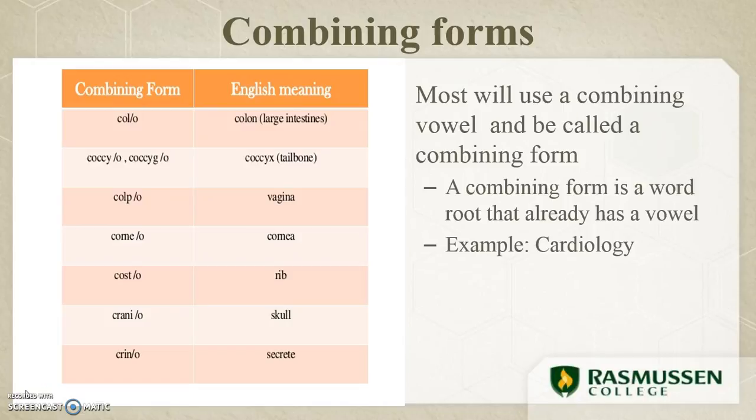Now, while most words will use a combining vowel, some will be called a combining form. You might be thinking, what's the difference? I know when I was in school, I sure did. A combining form is a word root that already has a vowel attached to it, so it can be combined with another word root. So for example, let's go back to the word cardiology. Cardio already ends in the vowel, so it does not need another combining vowel. Instead, it's called a combining form.